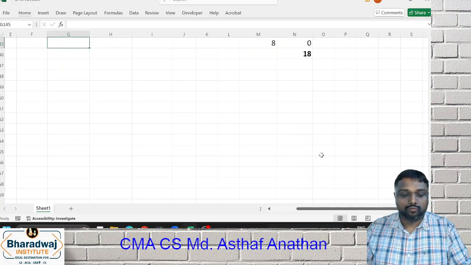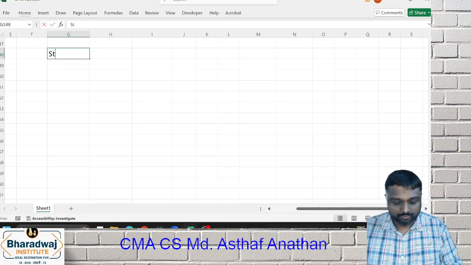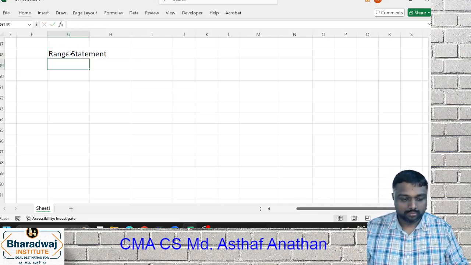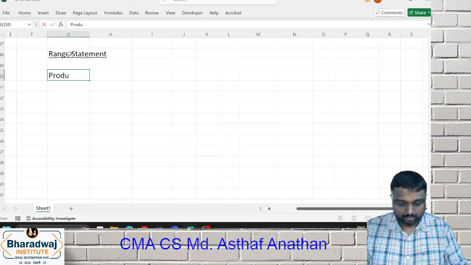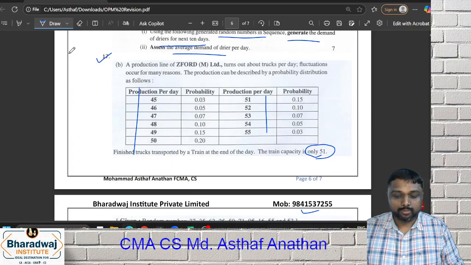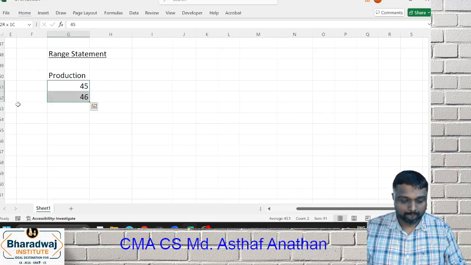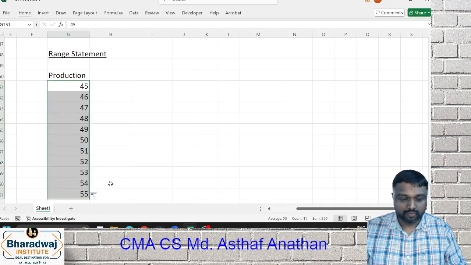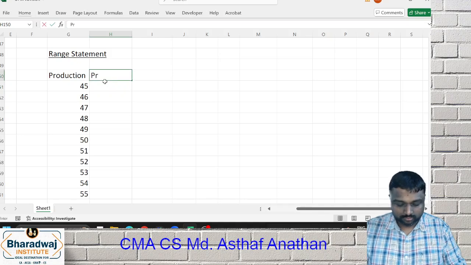So first we have to go for statement of range. That is the range statement. Correct, friends? So we have to go for the range statement from 45. It goes up to 55. Can anyone tell me what the probabilities are, friends?